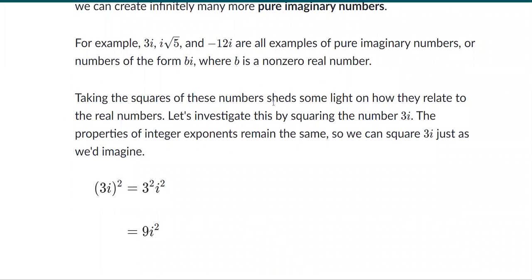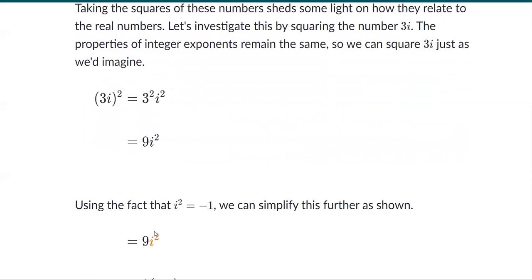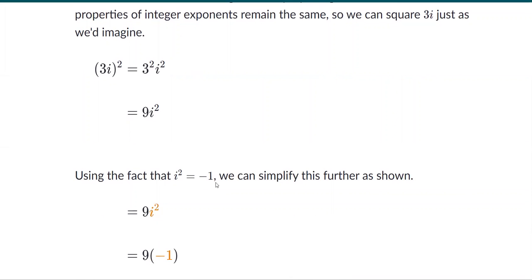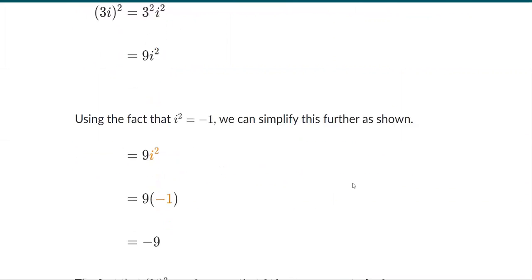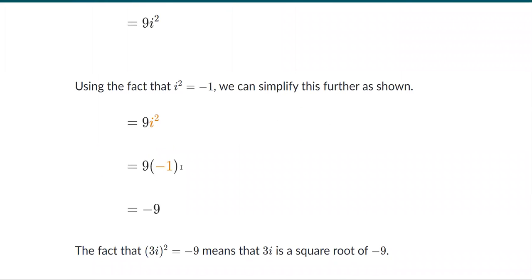Taking the squares of these numbers sheds some light on how they relate to the real numbers. Let's investigate this by squaring the number 3i. The properties of integer exponents remain the same, so we can square 3i just as we'd imagine. So 3i, that quantity squared, kind of distribute this squared here, so it's 3 squared times i squared. The 3 squared part would be +9, and then you have 9i squared. Using the fact that i squared is equal to -1, we can simplify this further as shown. 9i squared is the same thing as 9 times -1, which equals -9.